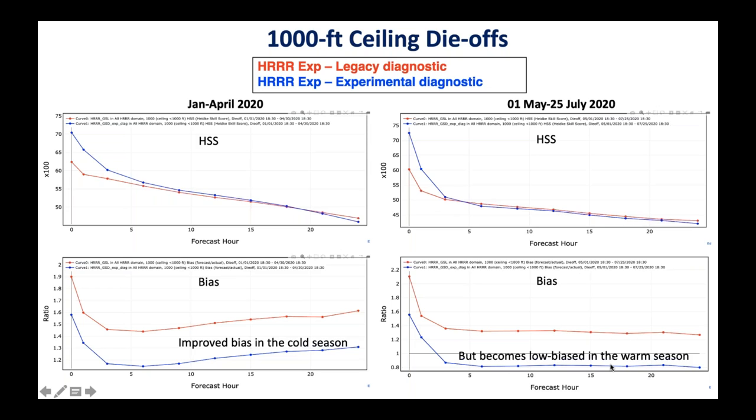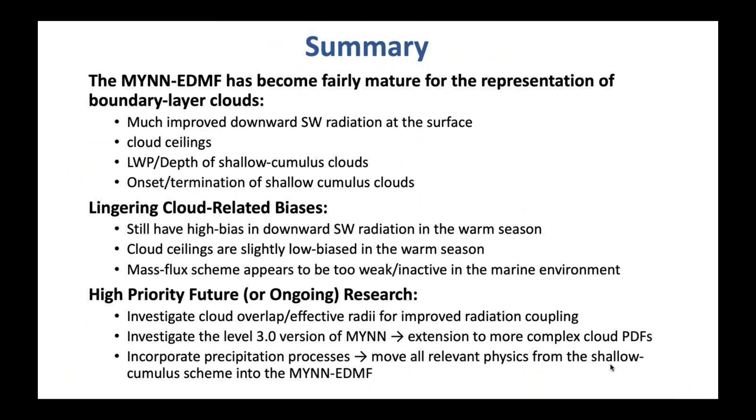So I think we still have work to do, because especially the users would prefer a high bias if there is a bias at all. And it's also true for 500-foot ceilings, where it's even a slightly lower bias. So there's still work to do overall, but I'd say that for cloud forecasts and interaction with radiation, MYNN has become a fairly mature scheme.